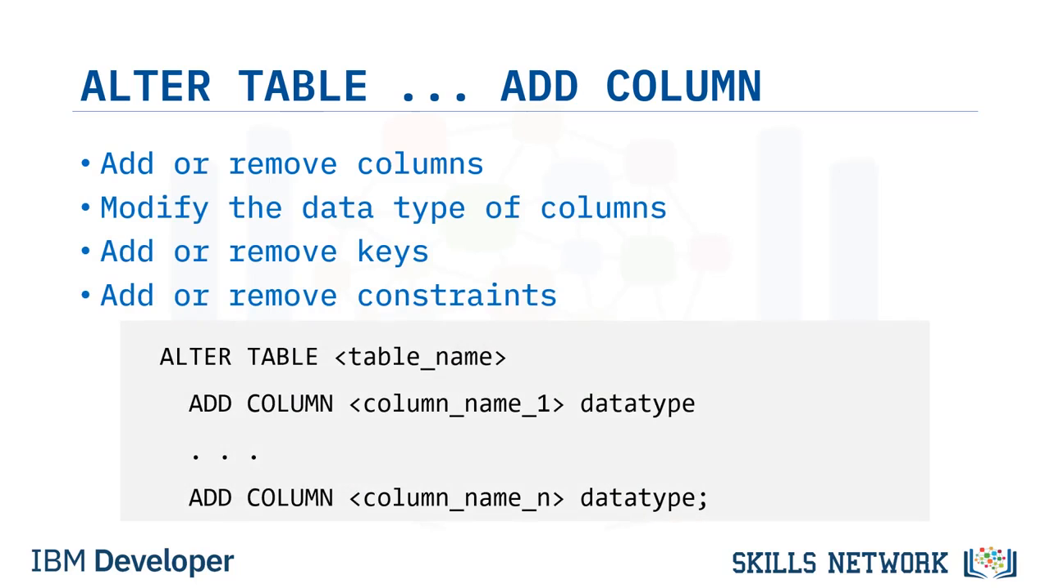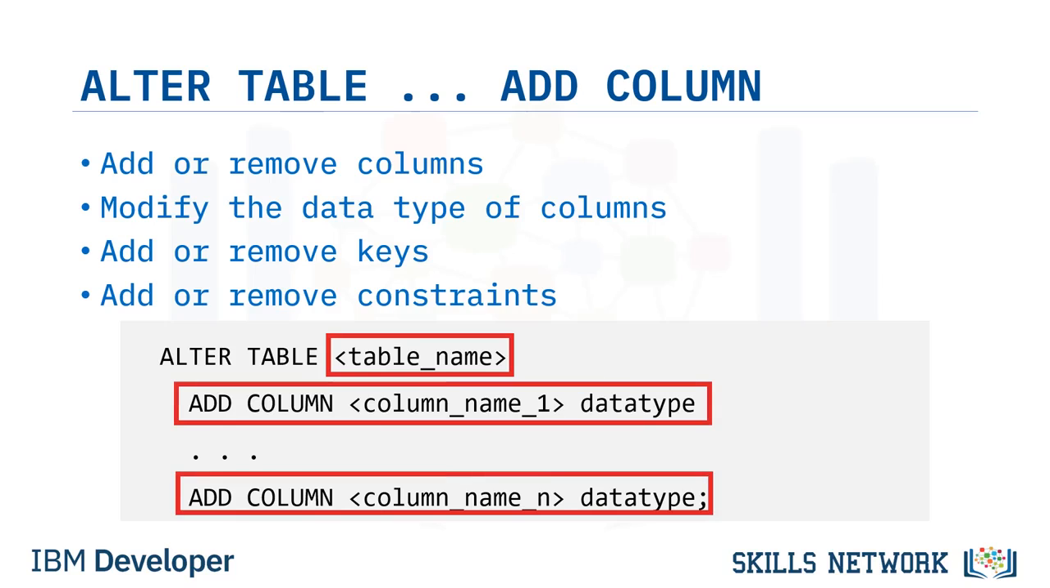The syntax of the alter table statement is shown here. You start with alter table, followed by the name of the table that you want to alter. Differently to the create table statement, though, you do not use parentheses to enclose the parameters for the alter table statement. Each row in the alter table statement specifies one change that you want to make to the table.